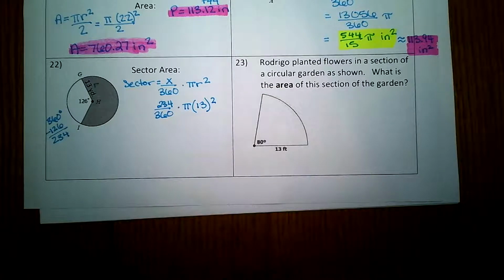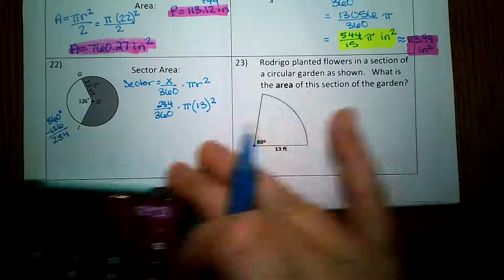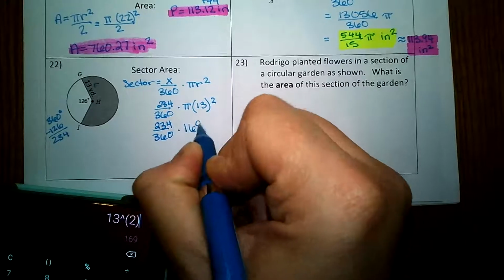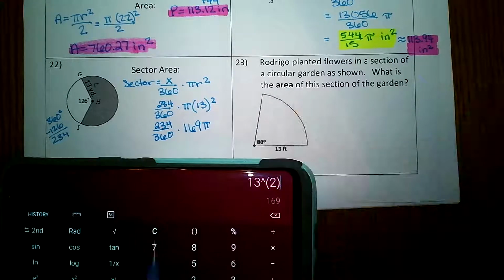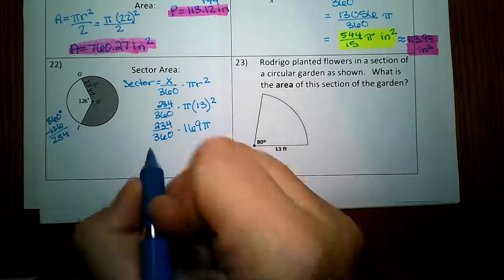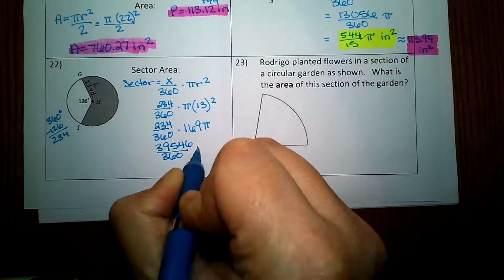All right, so back to the calculator. Be careful here in your calculator. 13 squared is 169. So I've got 234 out of 360 times 169 pi. I'm going to multiply my numerators together. So 234, let's clear that out. 234 times 169 is 39,546. 39,546 out of 360 times pi.